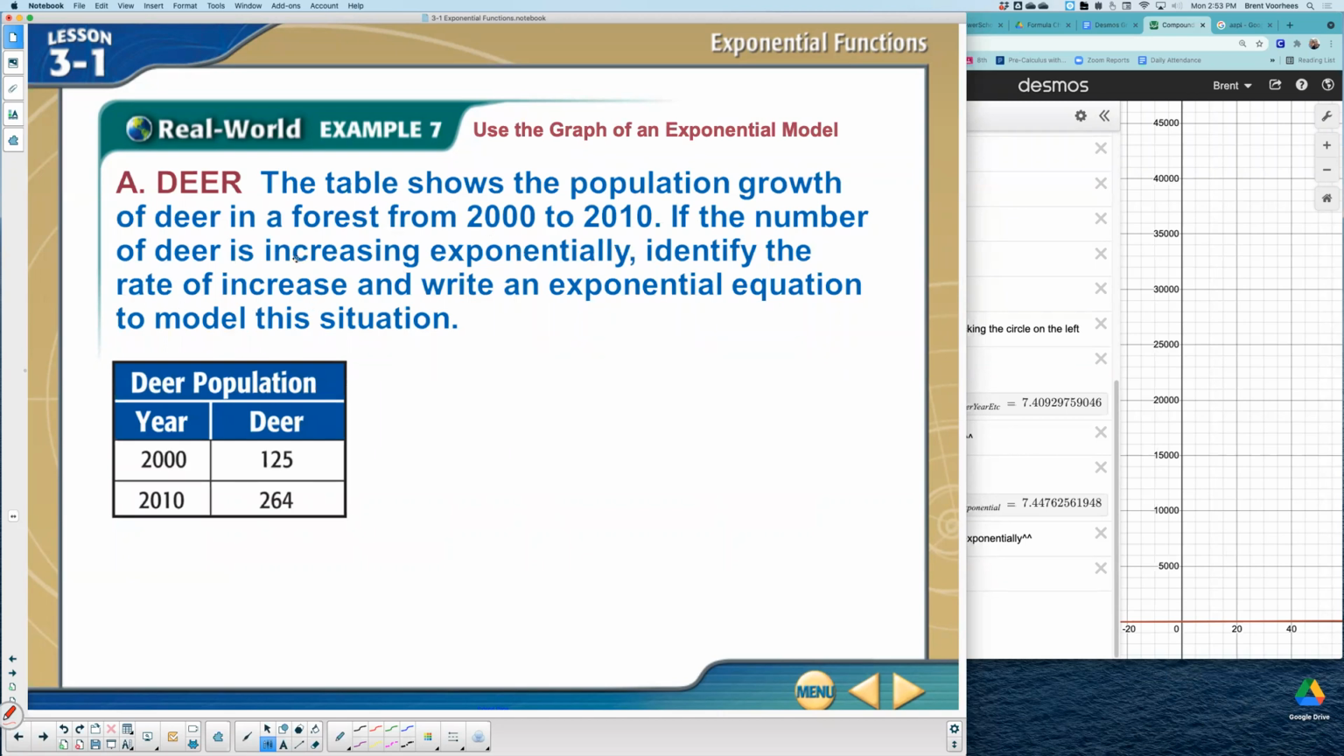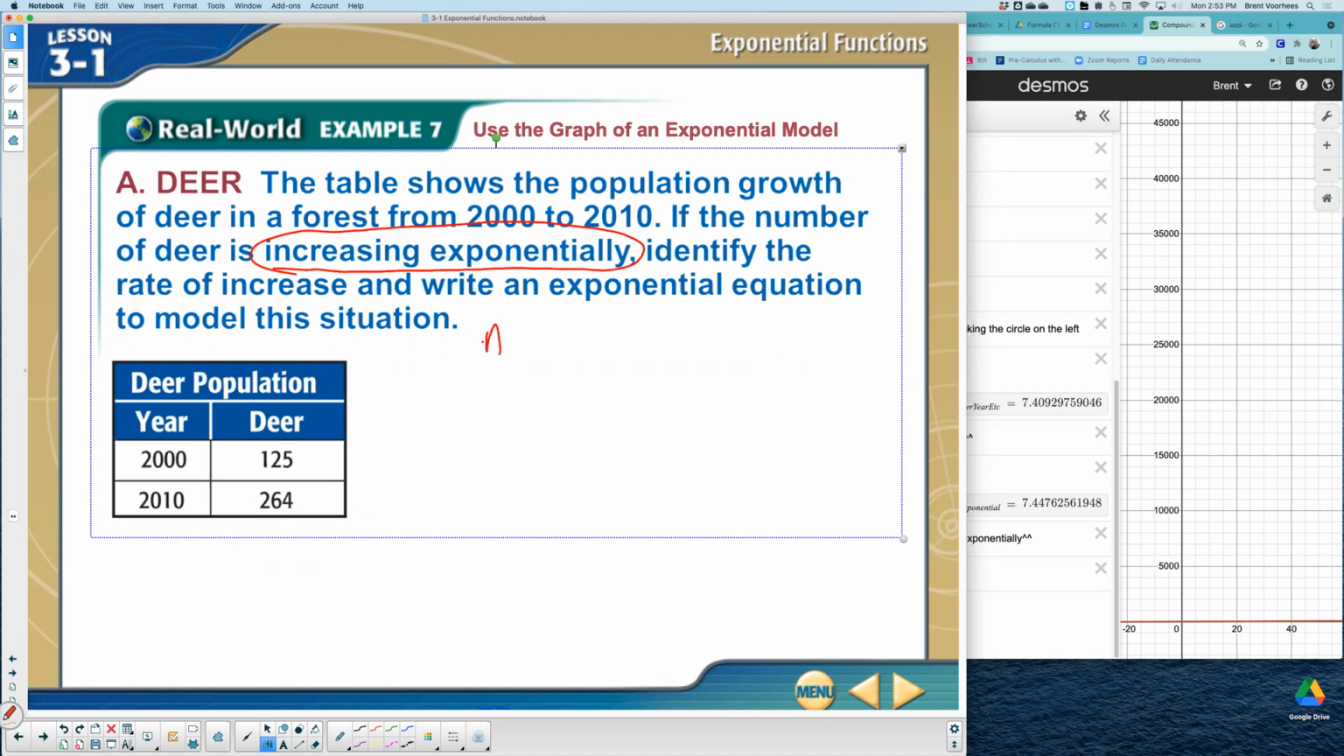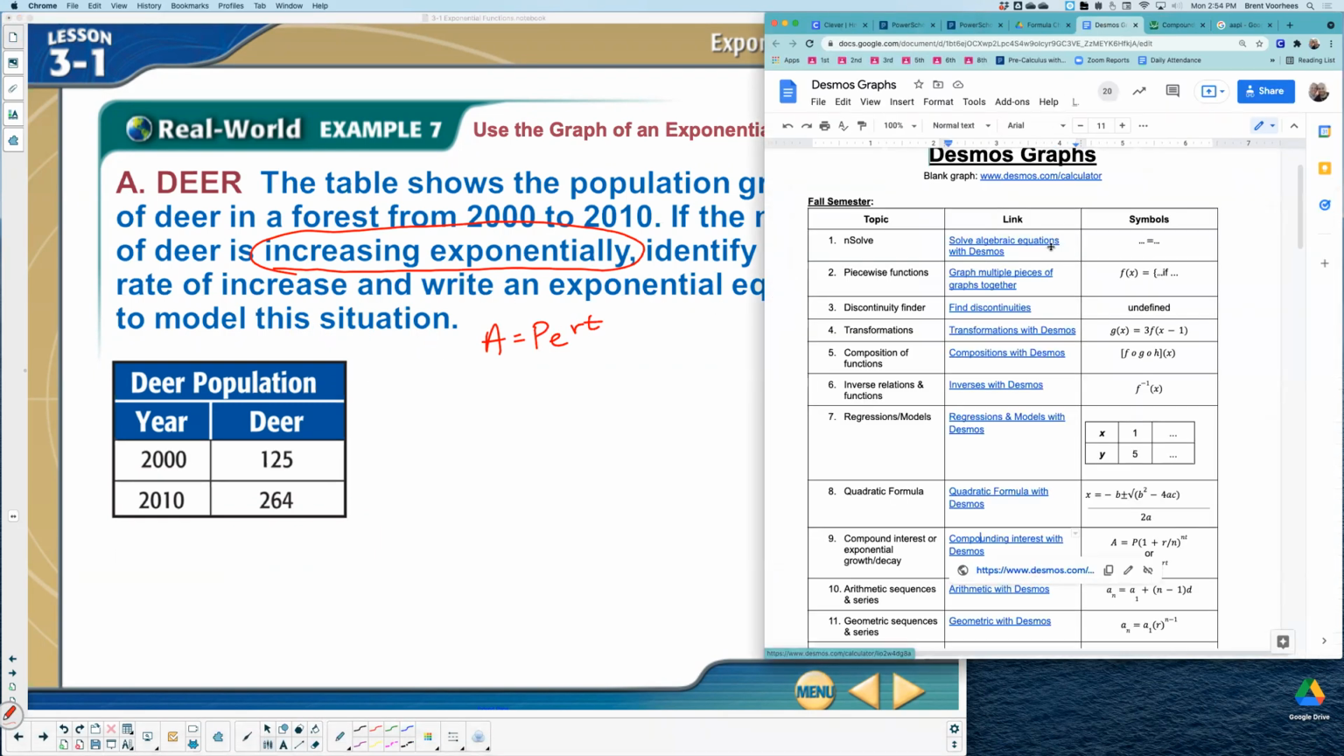Okay, I want you to get used to this for chapter 3. You need to look for these words. If it says exponentially or continuously, that means you're using the formula Pert. It says identify the rate of increase and write an exponential model. I have a calculator for writing models. It is regression models, number 7.